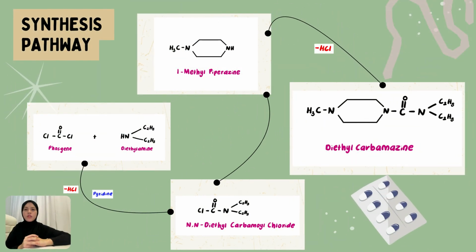The synthesis pathway for DEC starts with phosgene as the starting material, which reacts with diethylamine, releasing HCl, in the presence of pyridine, forming N,N-diethylcarbamoyl chloride. Then, this reacts with a piperazine derivative called 1-methylpiperazine, releasing HCl and giving the formation of diethylcarbamazine.